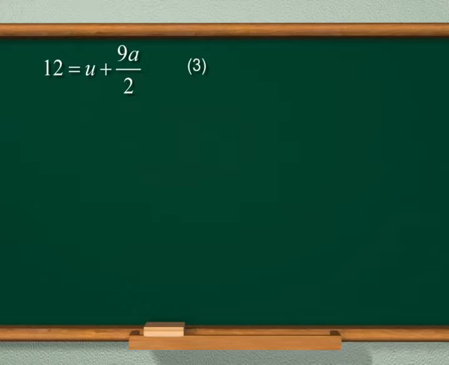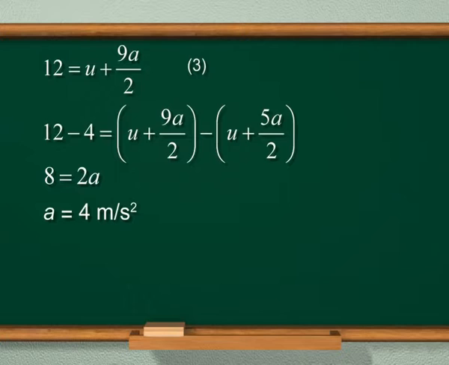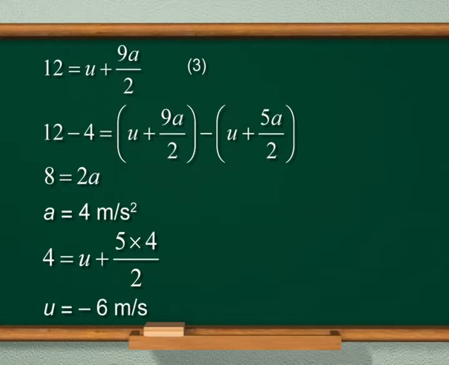Now, subtracting equation 2 from equation 3, we get 12 minus 4 is equal to u plus 9a by 2 minus whole of u plus 5a by 2. Solving this, we get 8 is equal to twice a. Dividing both sides by 2, we get the acceleration a is equal to 4 meter per second square. Now, substituting the value of a in equation 2, we get 4 is equal to u plus 5 into 4 by 2. Solving this, we have u is equal to minus 6 meter per second.